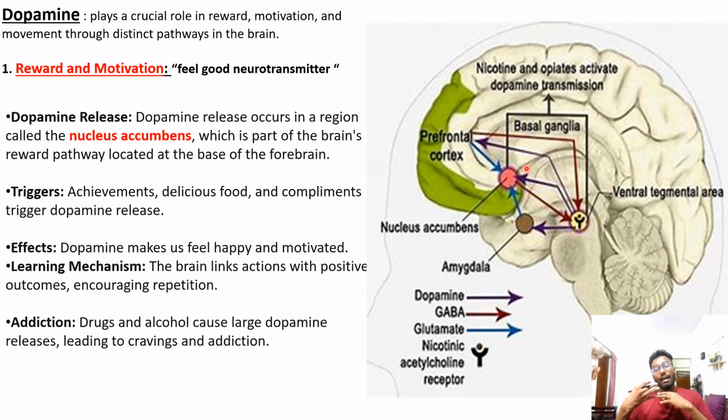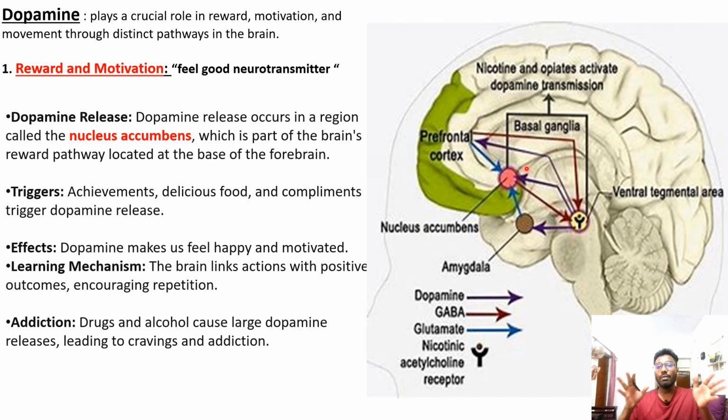Here I would also love to mention that our brain learns to link certain actions with good feelings, which makes us want to do those actions again and again. That is why we should always appreciate our children, colleagues, or friends. When we appreciate them, like when they achieve something, their brain, or the nucleus accumbens, releases dopamine, which makes them do that thing again and again.